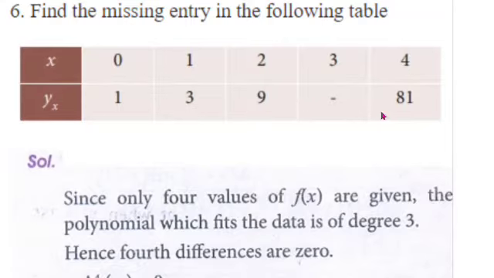But the value at 3 is what we have to find out. That is the missing entry. So x is 3, and y is unknown, that is f of 3, which we have to solve.